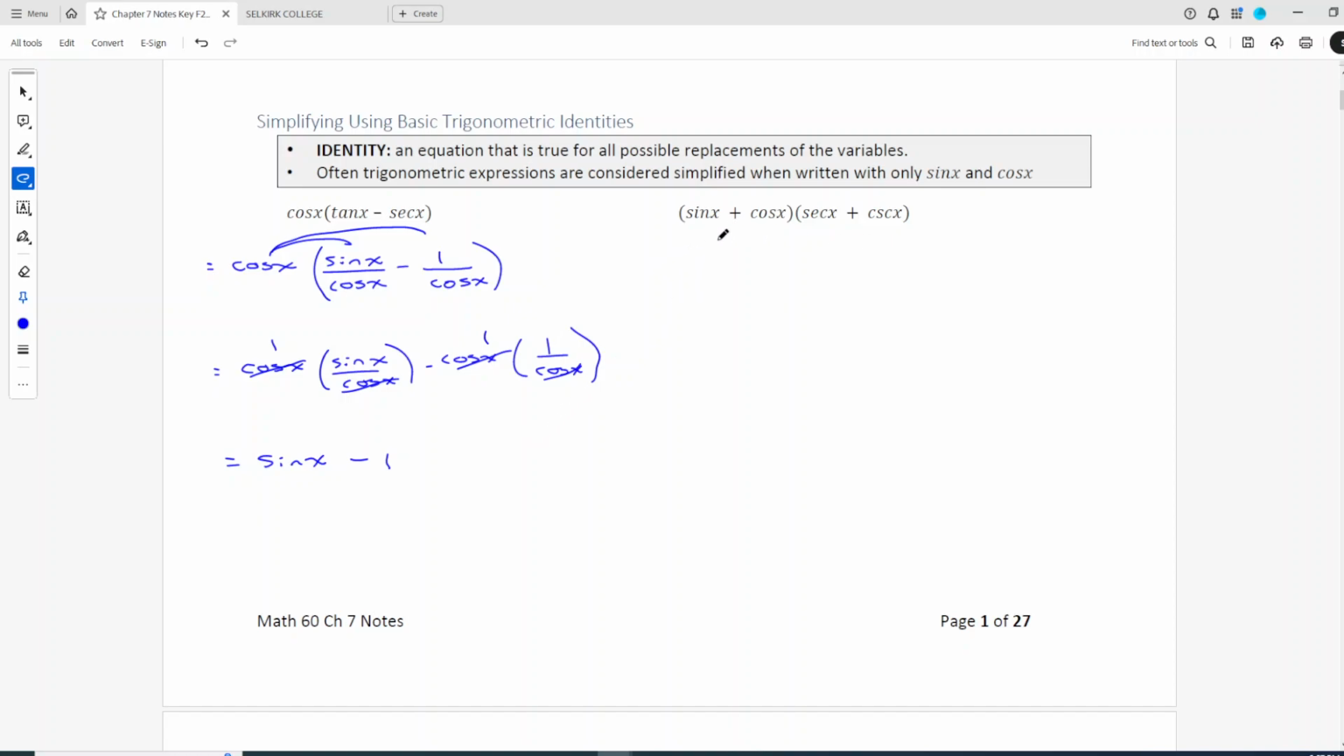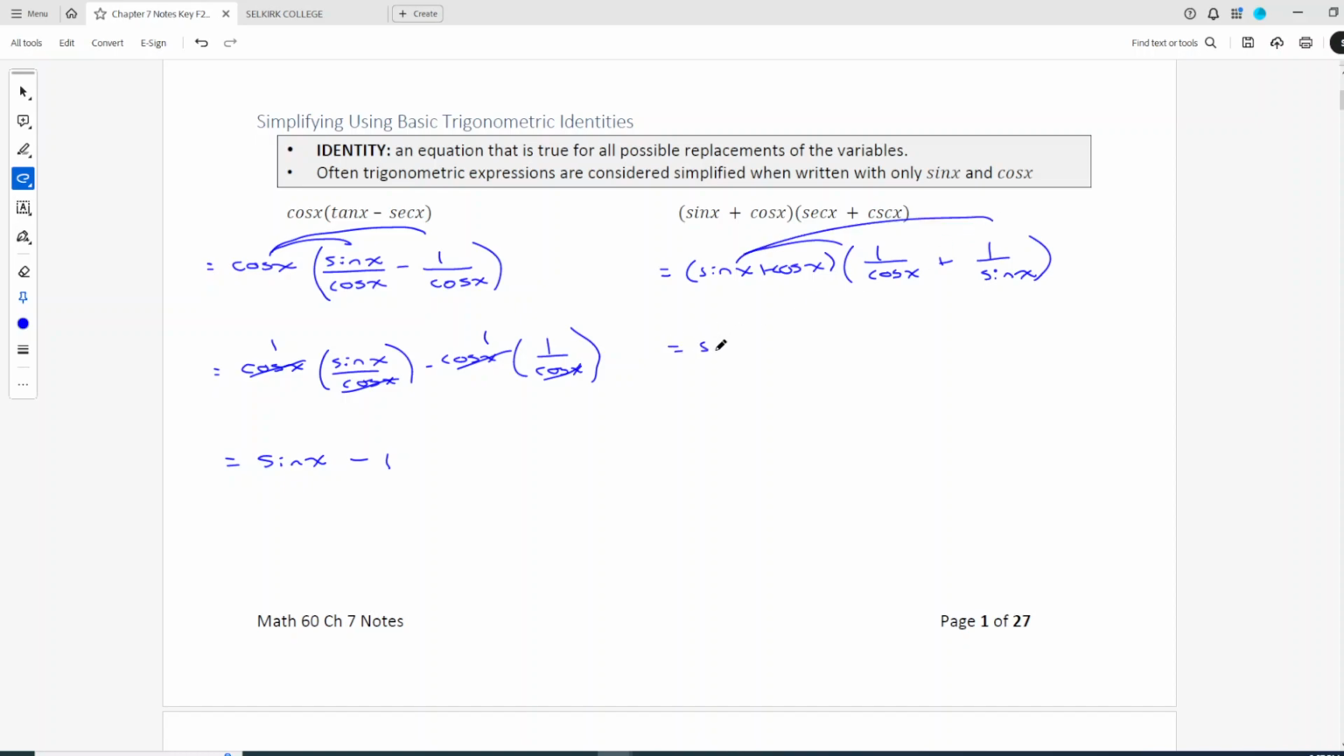All right, pause the video and give this one a try. And again, you can multiply through and then change everything to sines and cosines, or you can do that first. So I'm going to do it first. I'm going to say this is sine x plus cos x times 1 over cos x plus 1 over sine x. And now I'm going to distribute.